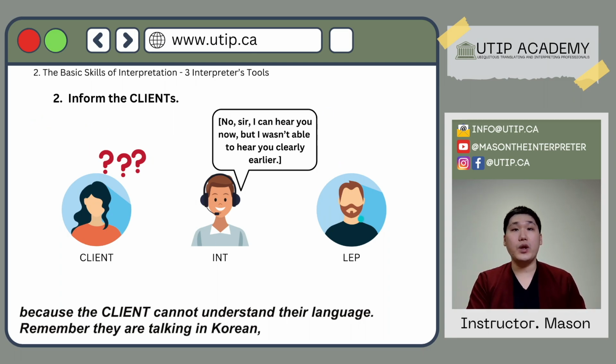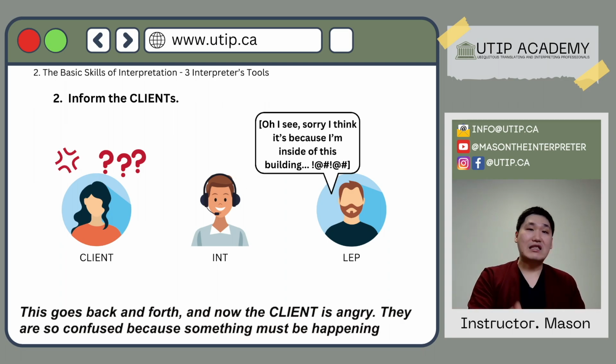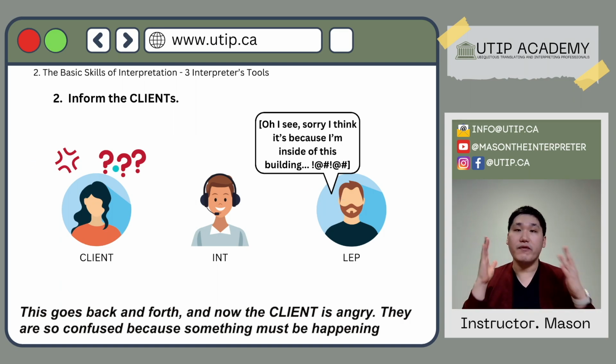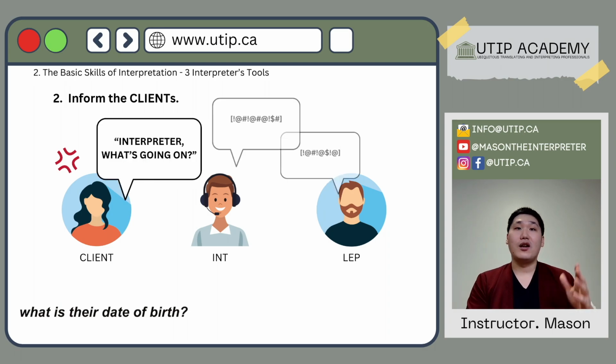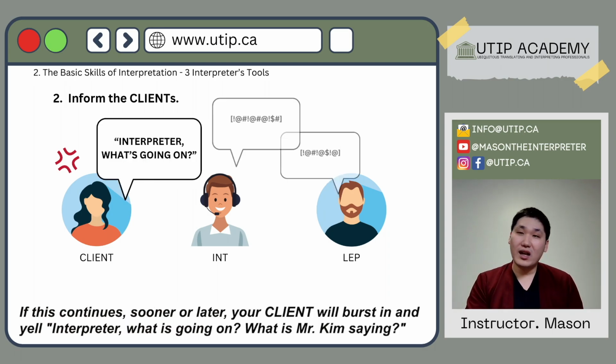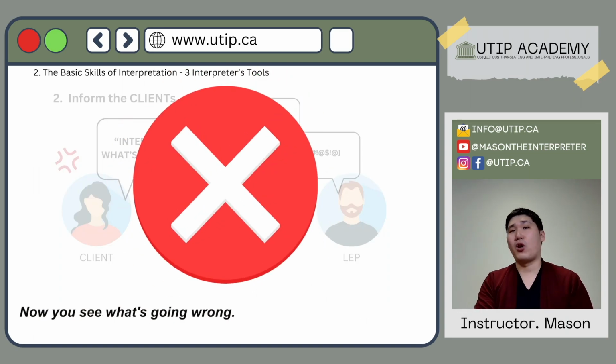Remember, they're talking in Korean or Spanish or Vietnamese or Somali, whatever the language you speak. This goes back and forth, and now the client is angry. They are so confused because something must be happening since my interpreter and my customer are just talking in their language, but I still haven't received the answer to the question, what is their date of birth? If this continues, sooner or later, your client will go burst in and yell, interpreter, what's going on? What is Mr. Kim saying? Did you get the date of birth? Something like this. Now you see what's going wrong.